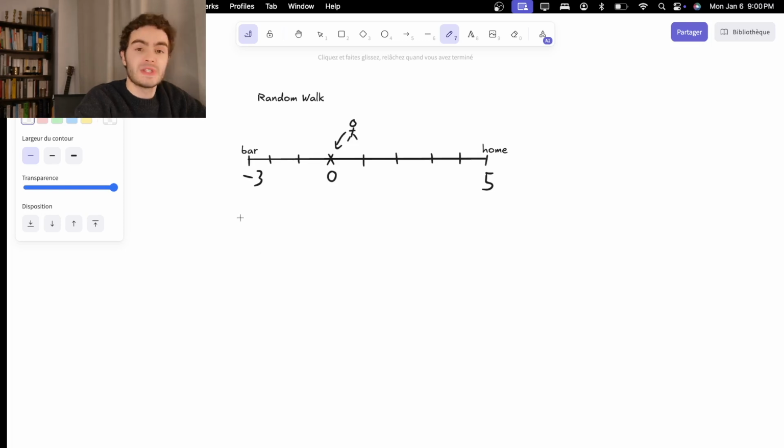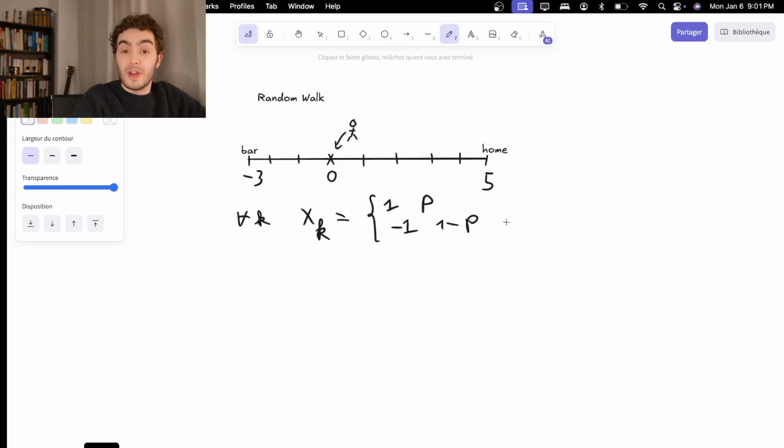So for a step at time k, we have this xk random variable, which is either equal to 1 with probability p or -1 with probability 1 minus p. Very important, all the variables xk are IID, so independent and identically distributed.